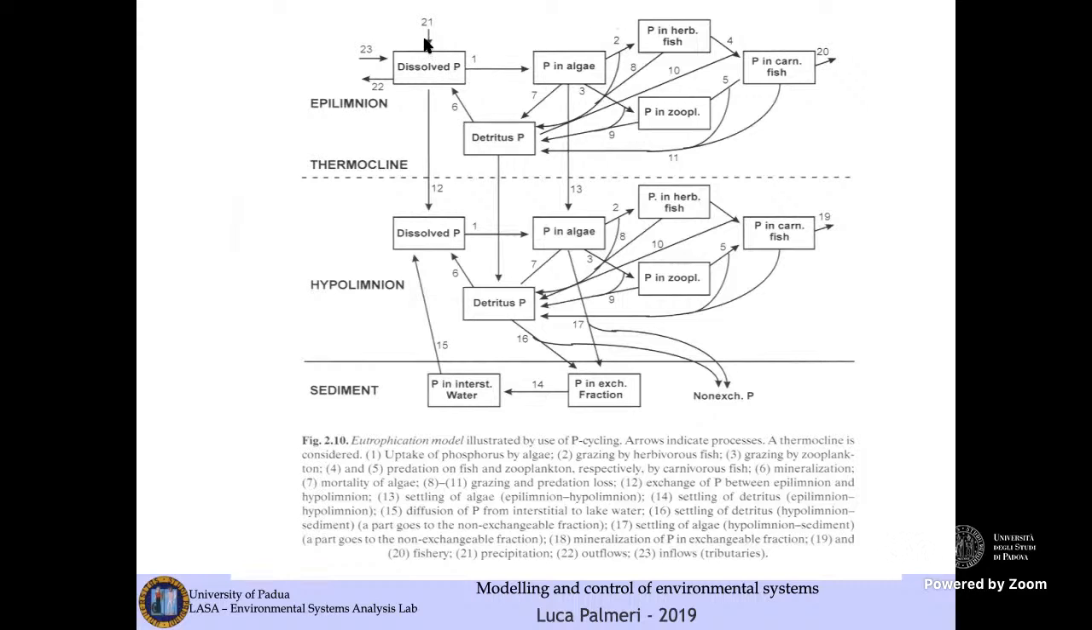For example, in this kind of schematization, you might also include 21, that is precipitation, that brings some kind of phosphorus. This is atmospheric deposition of phosphorus, but as well, you may include outflows that are flows out of the system, for example, fishery. This is phosphorus, but it's taken away from the system by the process of fishery.